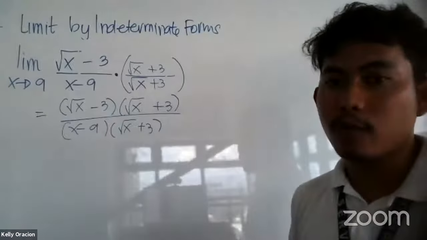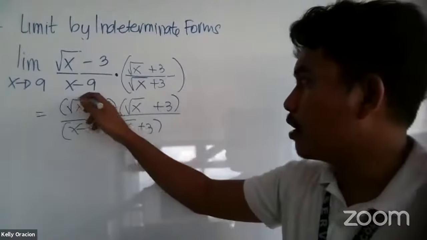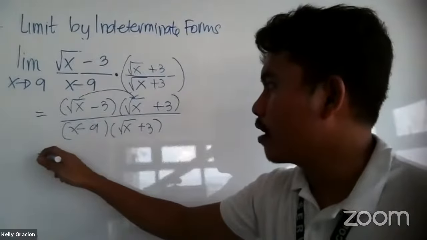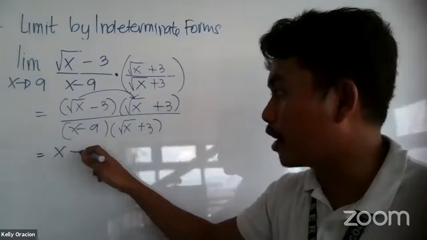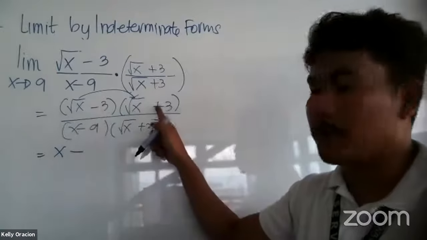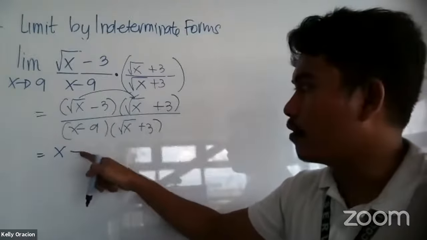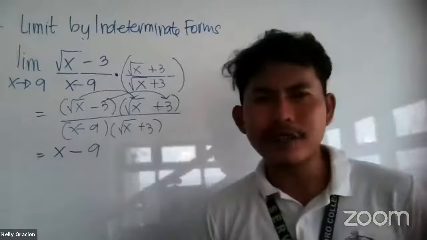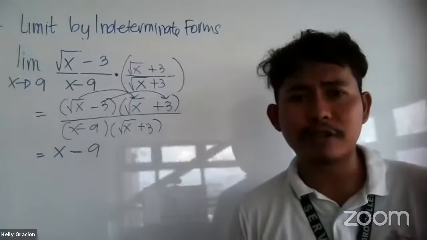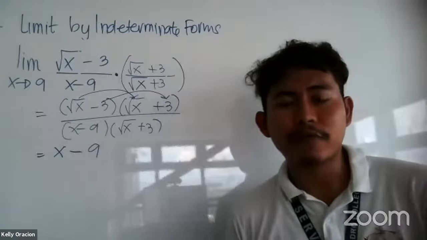So to multiply that one, easily, multiply. Square root of x times square root of x, that's x. Then minus, because negative times positive is negative. Then 3 times 3, 9. Again, sir, ngano ingana ang pag-multiply? Ngano ingana imong process sa FOIL method?